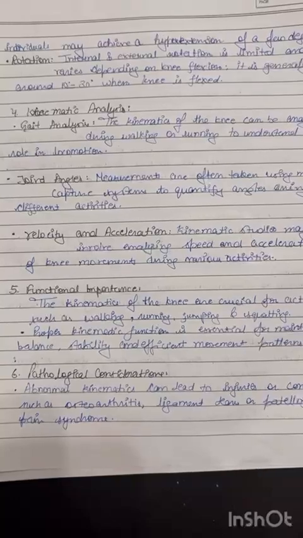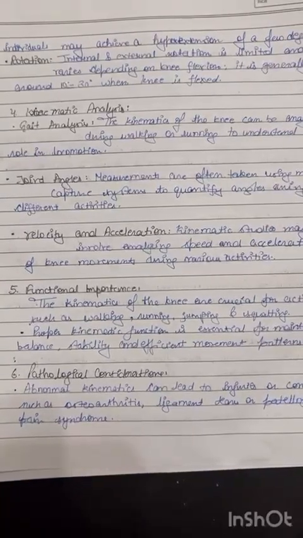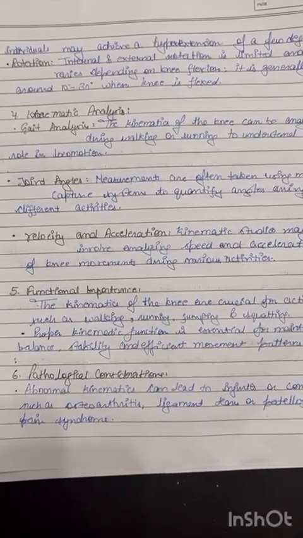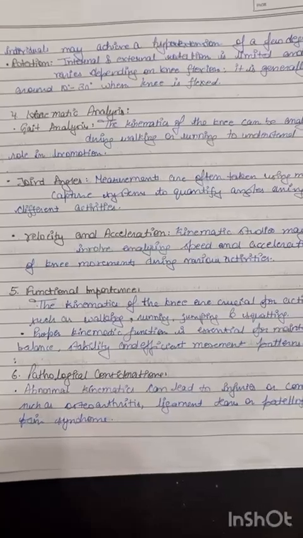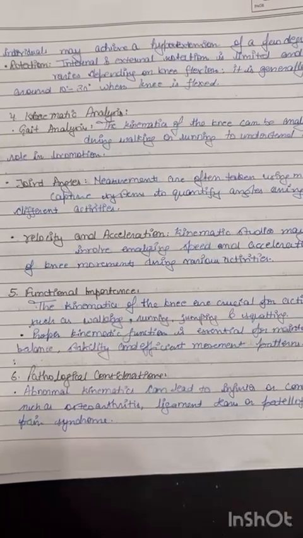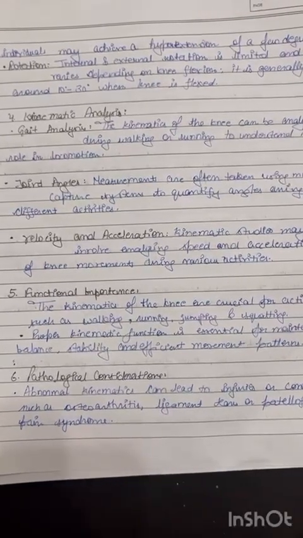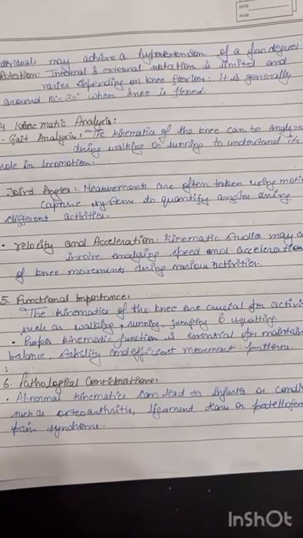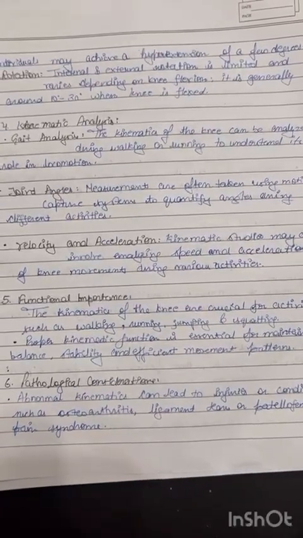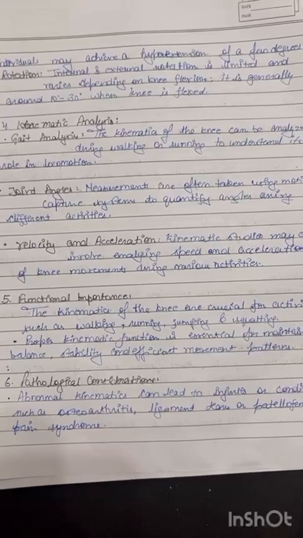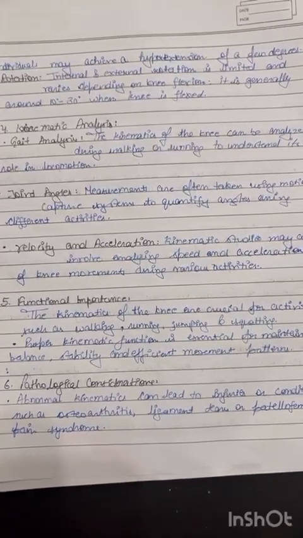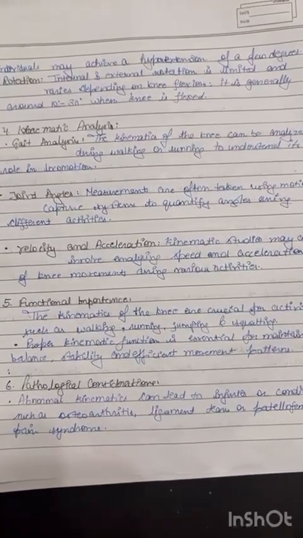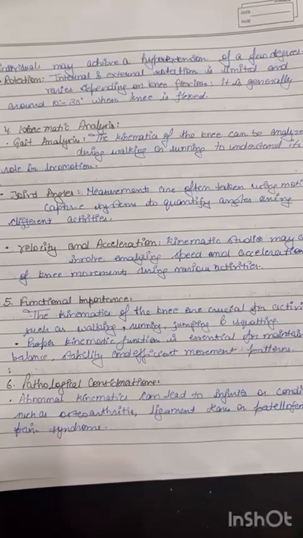Kinematic analysis. Gait analysis: the kinematics of the knee can be analyzed during walking or running to understand its role in locomotion. Joint angle measurements are often taken using motion capture systems to quantify angles during different activities. Velocity and acceleration: kinematic studies may also involve analyzing speed and acceleration of knee movements during various activities.